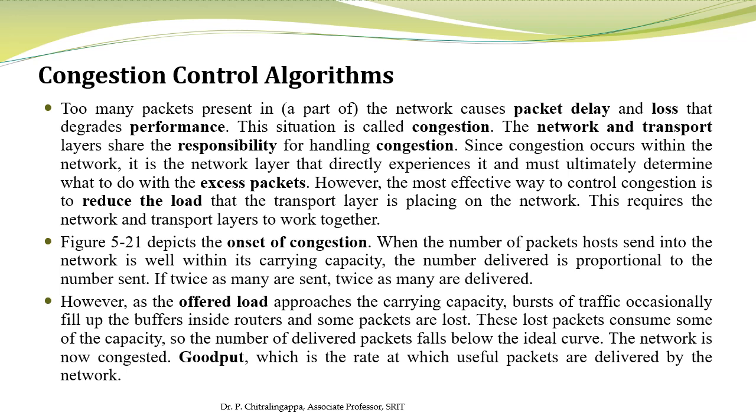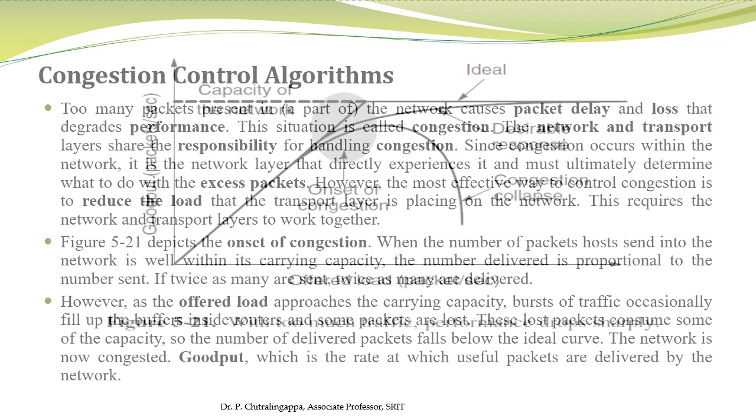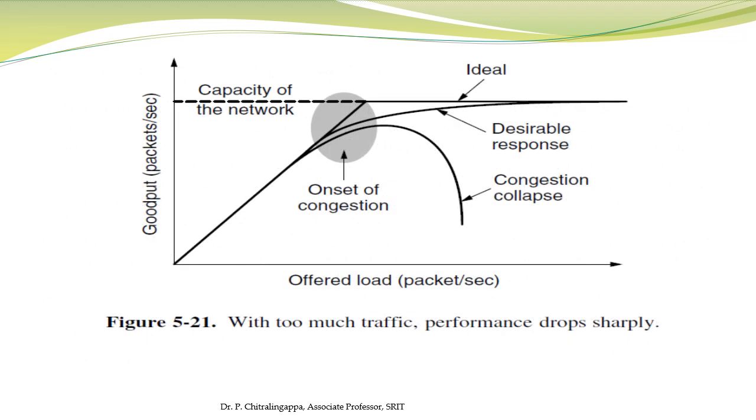So this is one simple diagram of congestion. Actually, where will your congestion start? This is the actual capacity of the network, and whenever congestion starts, automatically it is going to collapse. This is the offered load versus goodput.